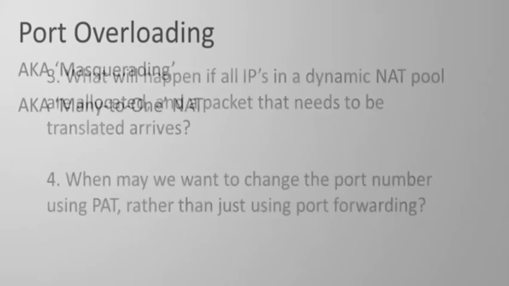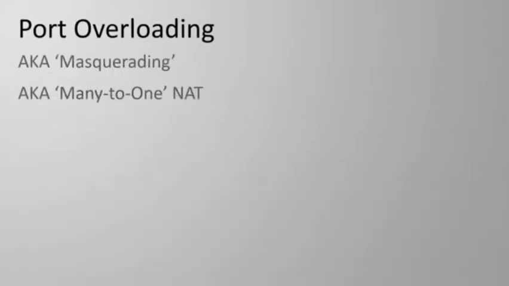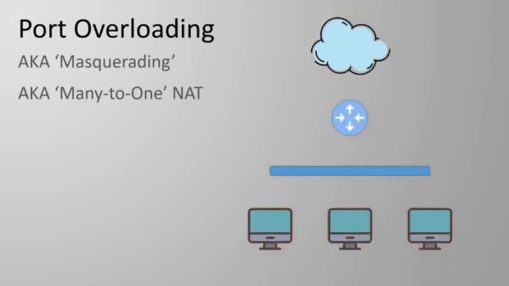There is one more technology we need to discuss, which some may consider the most important of them all. This one is called port overloading, or masquerading, or many-to-one NAT. Think of a case where we don't have many public IP addresses available to us. Maybe we've only been given one or two by our service provider. In a case like this, we can't use a dynamic NAT pool like we did earlier.